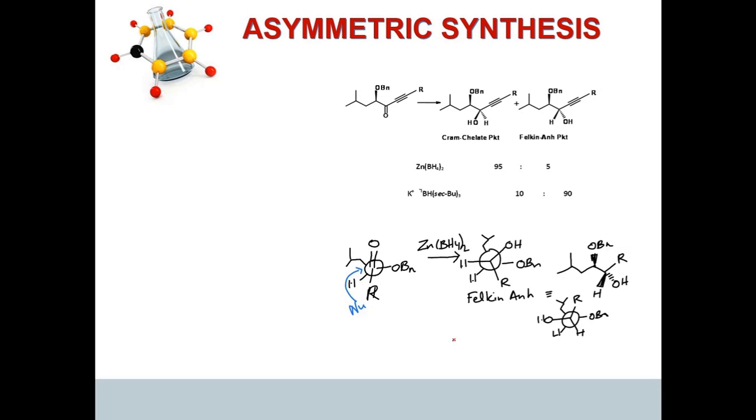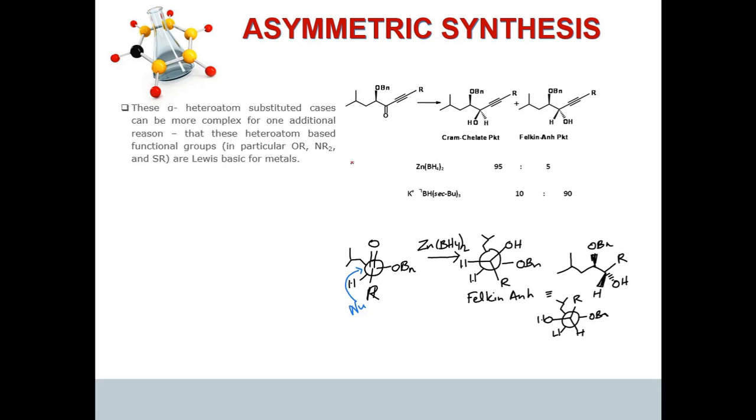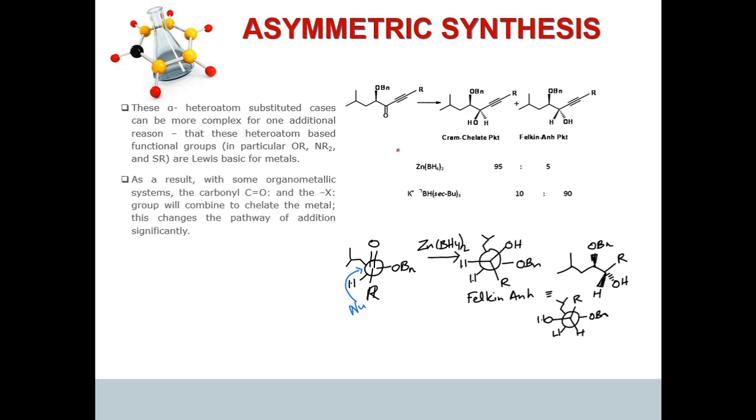Let us take another example. The alpha heteroatom substituted cases can be more complex for one additional reason, that these heteroatom based functional groups are Lewis bases for metals. As a result, with some organometallic systems, the carbonyl carbon and the X group will combine to chelate the metal, and this changes the addition pathway significantly. Now, when this chelation happens, we are going to end up with a different isomer.